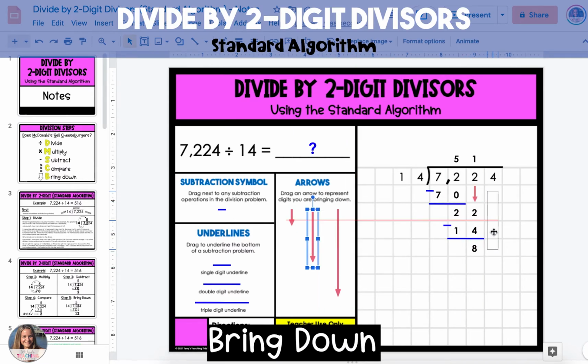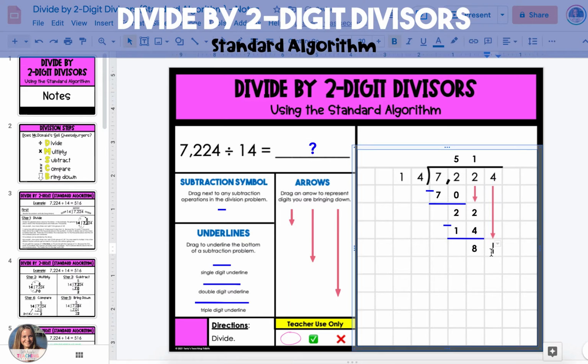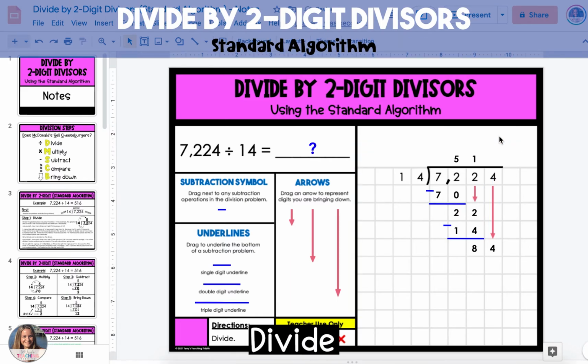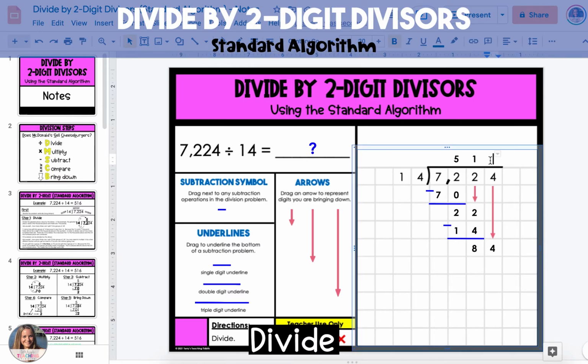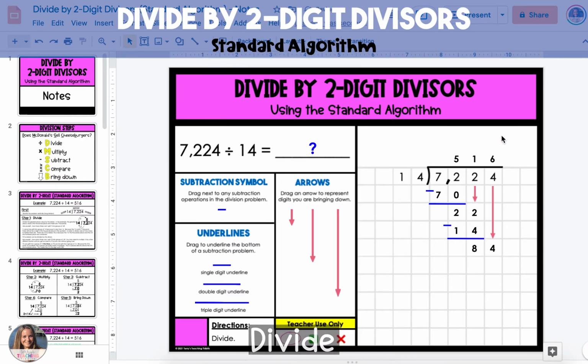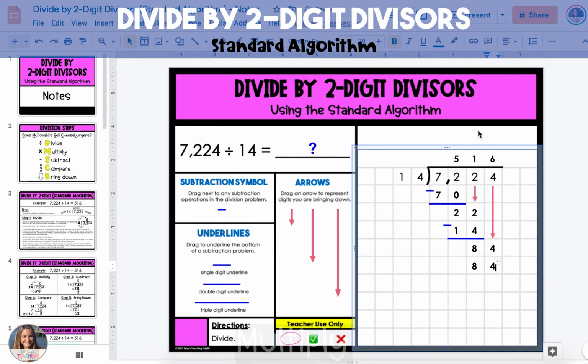Bring down the 4 from the ones place of the dividend. We now have 84 ones to divide by 14. 84 can divide by 14 6 times, so put the 6 in the ones place of the quotient. Next, multiply 6 times 14, which is 84.